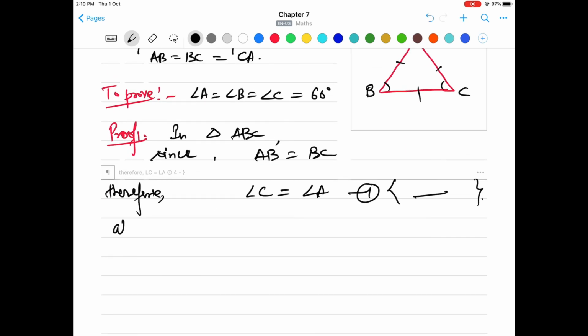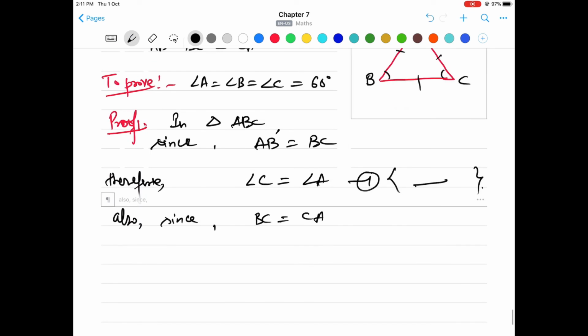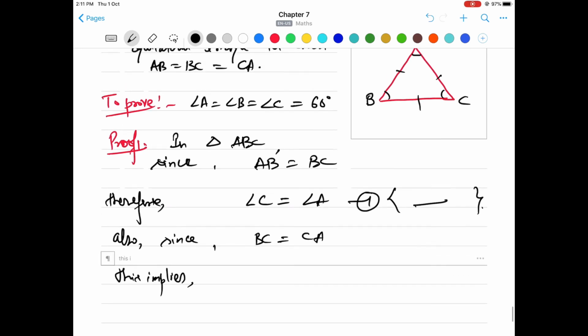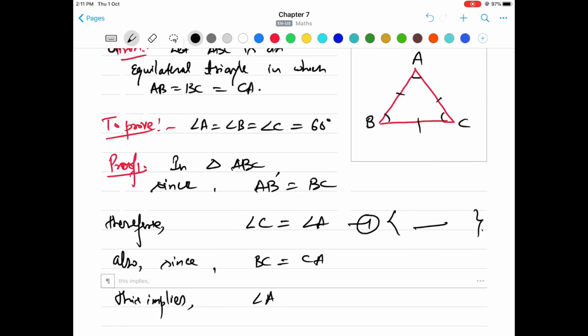And also, now let's take the next two sides, that BC is equal to CA, so this implies that the angles opposite to sides BC and CA will also be equal. The angle opposite to BC is angle A, and the angle opposite to CA is angle B. Let's name it equation 2, and the reason for this one is also the same, that the angles opposite to the equal sides of a triangle are equal.